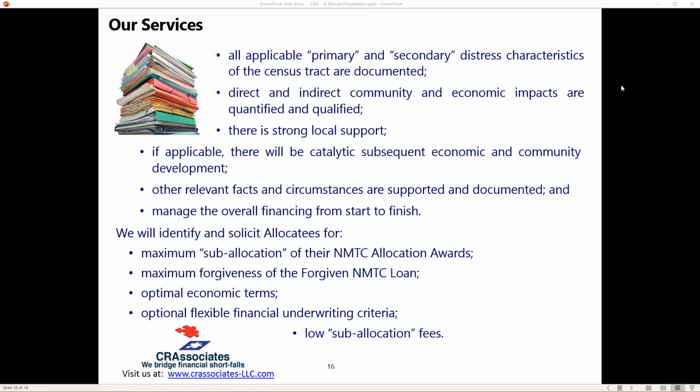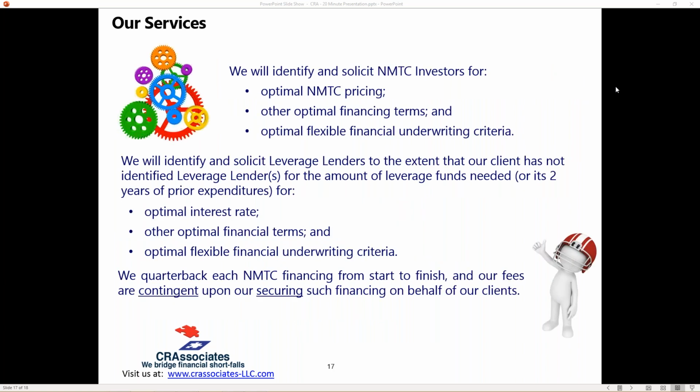We identify and solicit allocatees for maximum suballocation of their new market tax credit allocation awards, maximum forgiveness of the forgiven loan, optimal economic terms, optimal flexible financial underwriting criteria, and low suballocation fees. We also identify and solicit investors for optimal new market tax credit pricing. The higher the price, the higher the program subsidy to the borrower. Other optimal financing terms, and optimal flexible financial underwriting criteria.